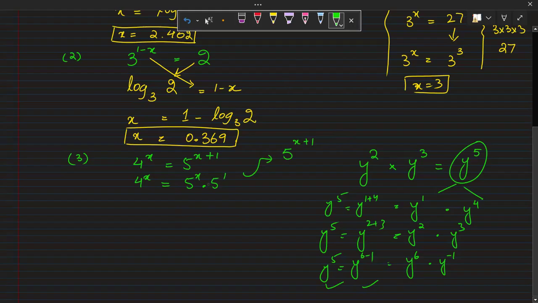Yes, sir. Now, what if I write in this form: 4 to the power x and 5 to the power x equals 5? 5 to the power 1 is going to be 5, right? So how can I do this one?